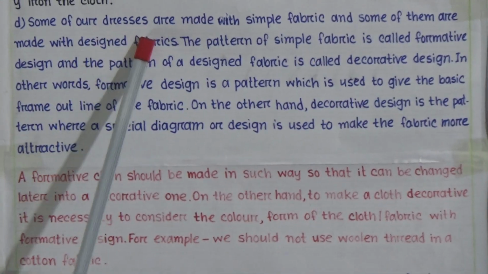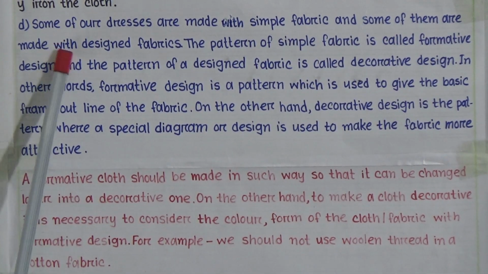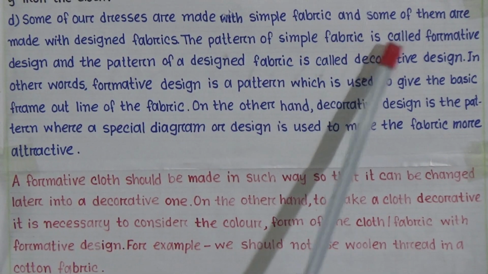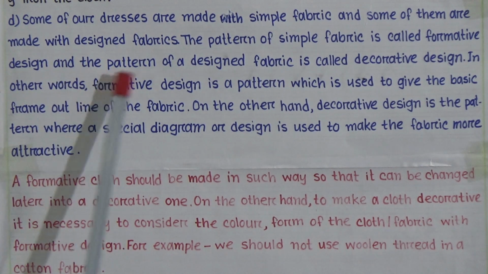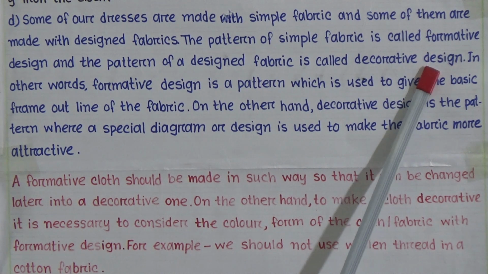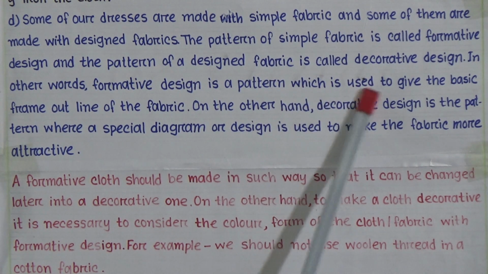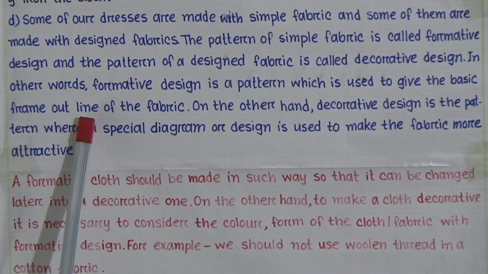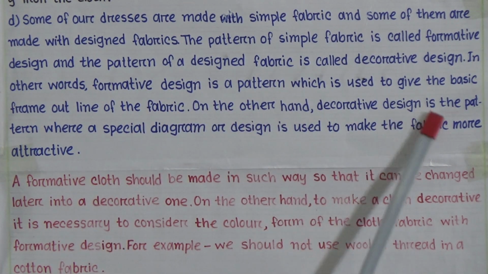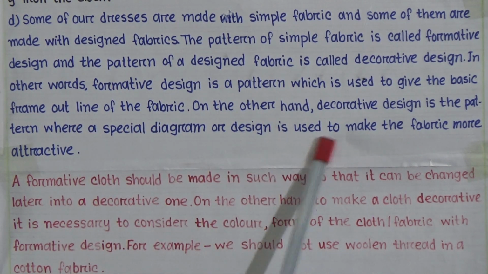Some of our dresses are made with simple fabric and some of them are made with designed fabrics. The pattern of simple fabric is called formative design and the pattern of a designed fabric is called decorative design. In other words, formative design is a pattern which is used to give the basic frame outline of the fabric. On the other hand, decorative design is the pattern where a special diagram or design is used to make the fabric more attractive.